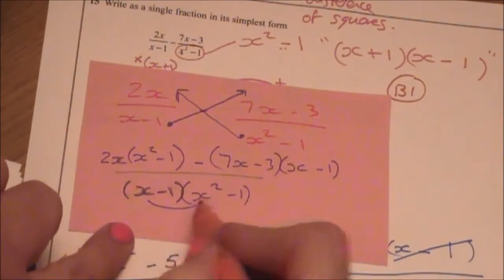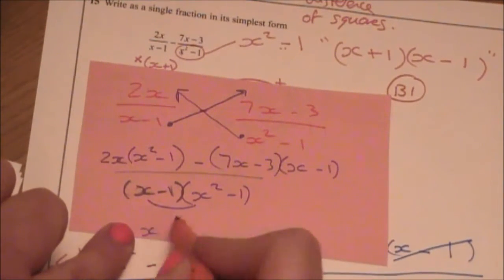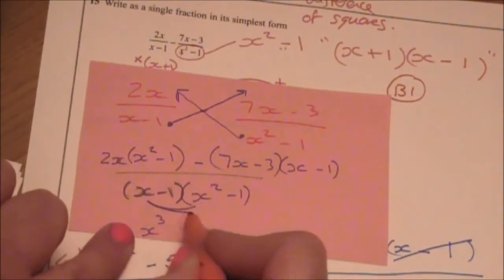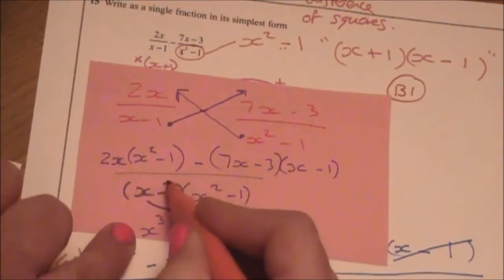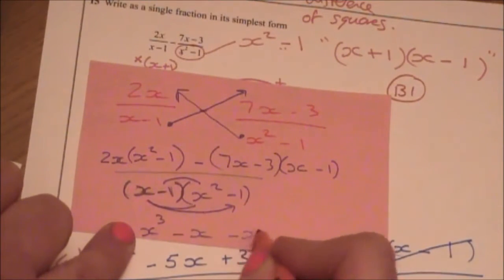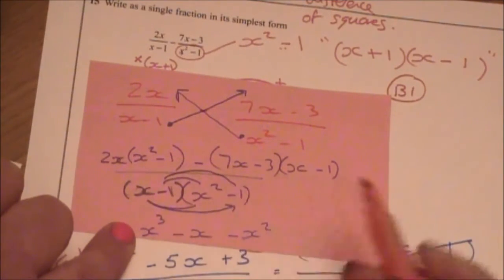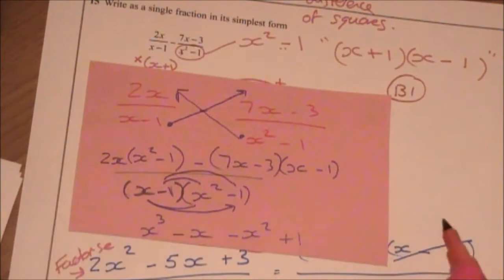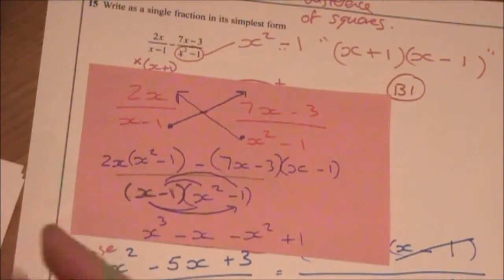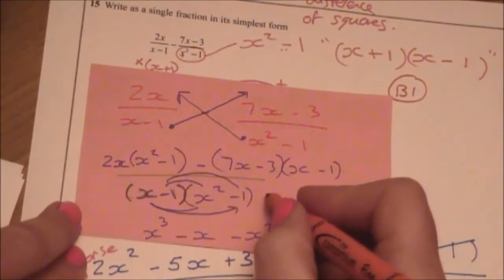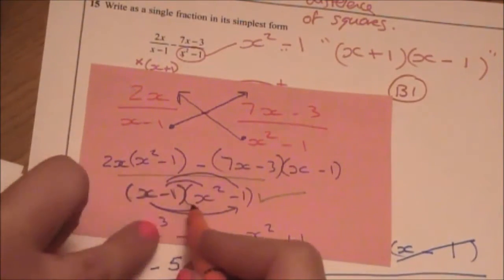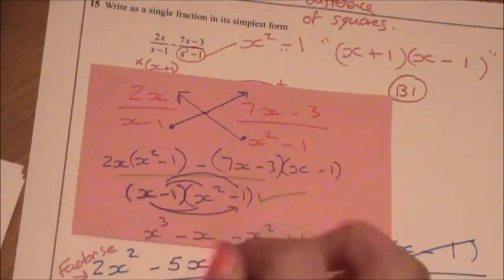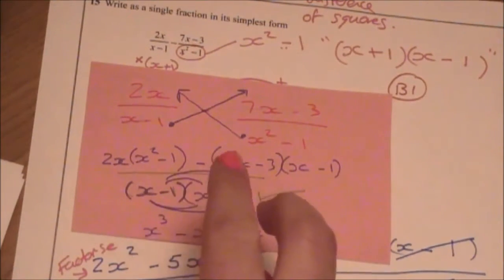If you can, then just expand this bracket out. X times x squared is x cubed. X times negative 1 is negative 1x. Negative 1 times x squared is negative x squared. Negative 1 times negative 1 is positive 1. So just to reiterate, so it's absolutely clear, you get a mark for doing this here. Okay? So if you can't do anything else, multiply the two bottom numbers together.